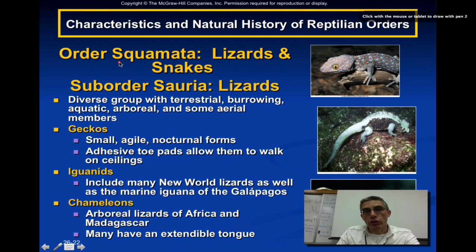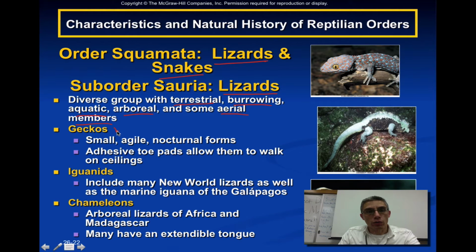Now, the second order we're going to look at is the order Squamata, and this includes the lizards and the snakes. In this case, the suborder Sauria is going to include the lizards. And so all the information that we're going to look at here is going to deal with this particular suborder. Now, this is a pretty diverse group with terrestrial, burrowing, aquatic, arboreal, which means those animals that live in the trees, and even some aerial members as well, which means they could pass from tree to tree by, I wouldn't say flying, but they have developed some maneuvers that allow them to, let's just say, take flight for a brief period of time.